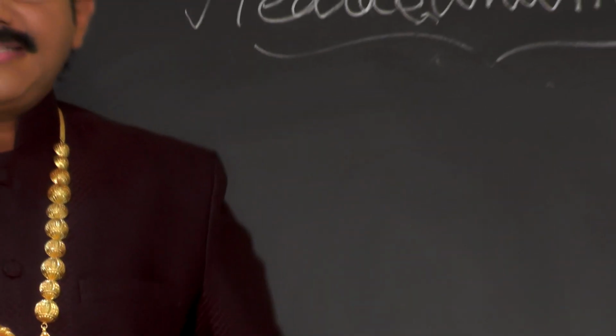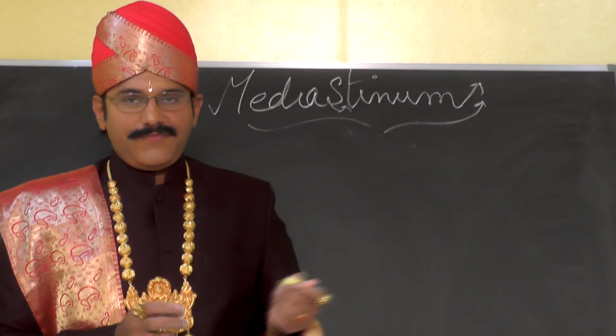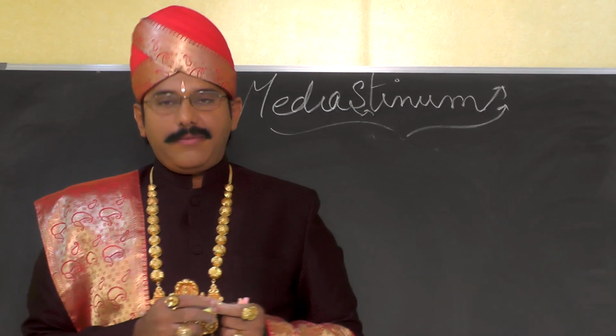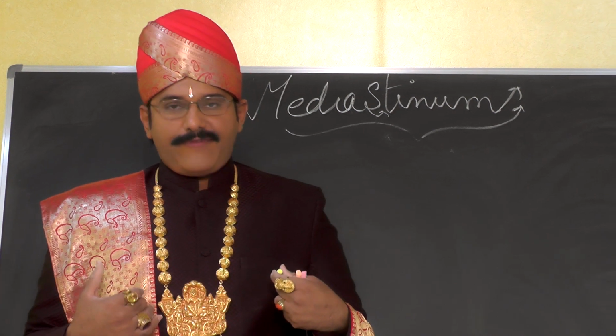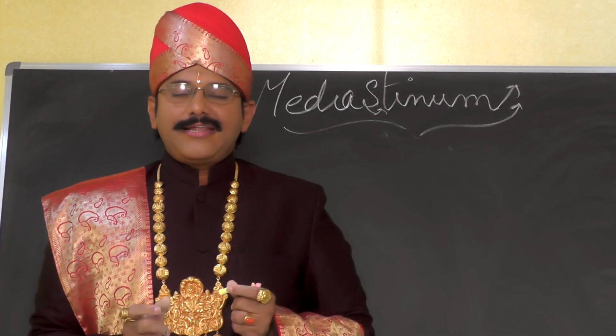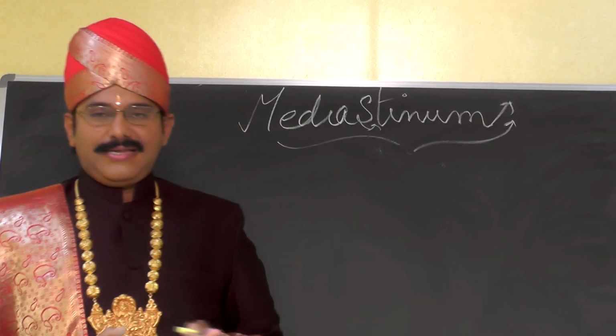Mediastinum. What exactly do we mean by the word mediastinum? The Latin meaning of this word is intermediate, something that is present in between. Now in the thoracic cavity, we have two lungs, the right and the left lung. In between the right and the left lung, you have got a space present which is called the mediastinum.